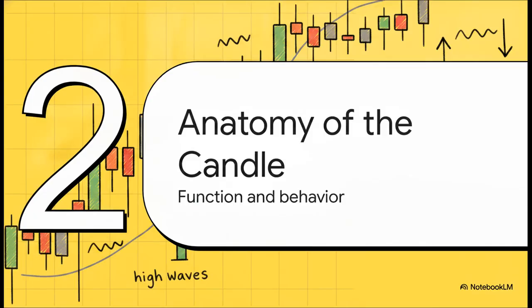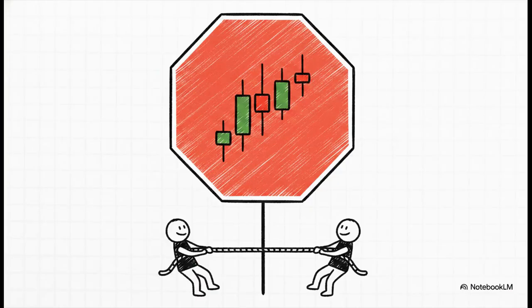Moving right along to section 2, anatomy of the candle. So despite those dramatic extended shadows representing those wild price swings we just talked about, the core job of the high wave is functionally identical to the spinning top. It signals that the current market trend is rapidly running out of steam.